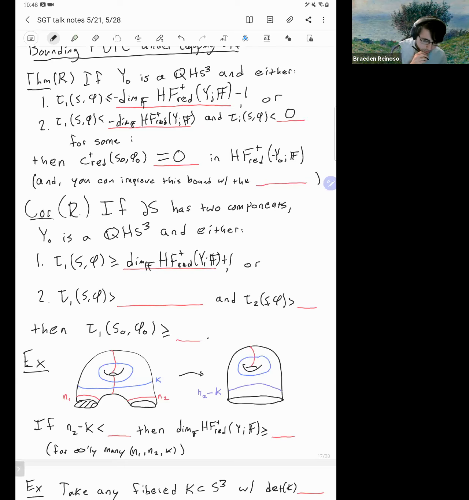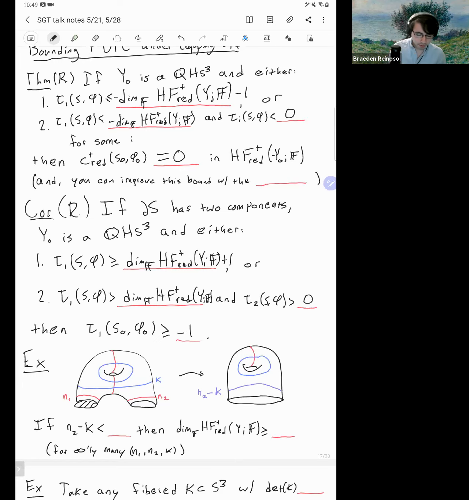So that guy becomes the dimension of the reduced Floer homology plus 1, and this guy's just going to be the dimension of the reduced Floer homology without that plus 1. And you just have that. So in this case, you only have two binding components. One of them, you have the fractional Dehn twist coefficient is huge, and then the other one, you just have that it's greater than 0. Then finally, what you can conclude is that after you cap off, your fractional Dehn twist coefficient has to be greater than -1.